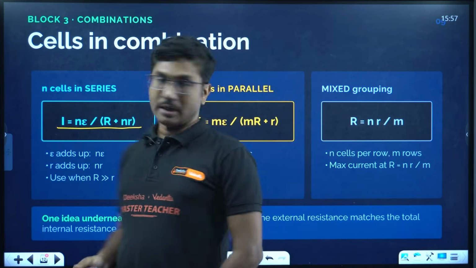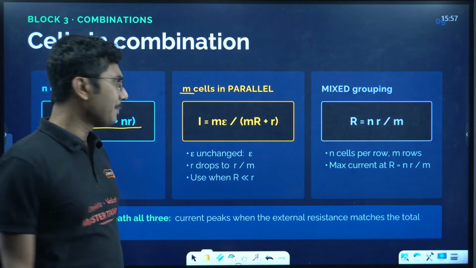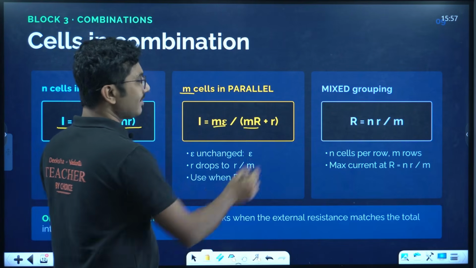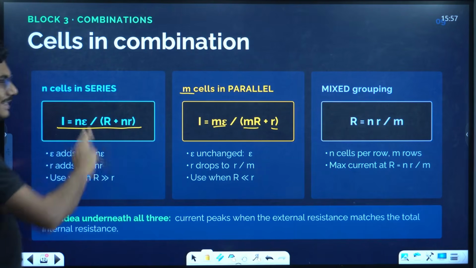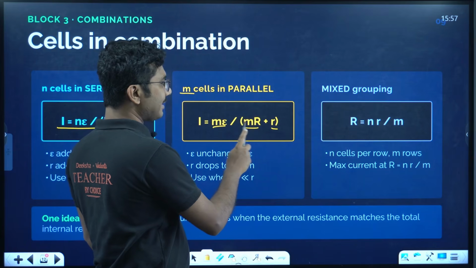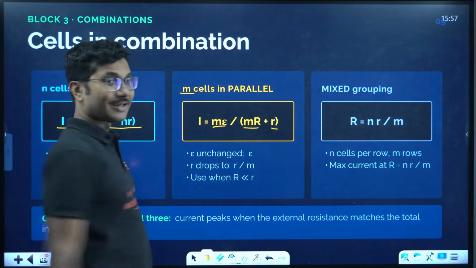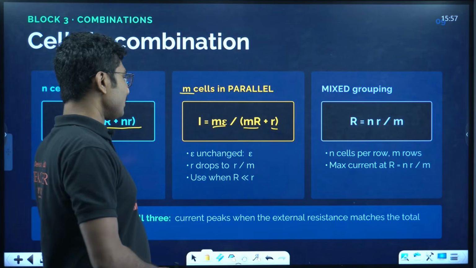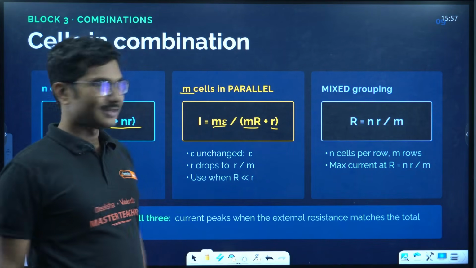Okay, now what else? M number of cells in parallel. Then the current I becomes m epsilon divided by (r plus mR). Interesting, so the change is only in the denominator. If they are in parallel, it will be m epsilon divided by mR plus r. In a parallel combination the EMF remains unchanged, and to adjust for that, we have written it like this.